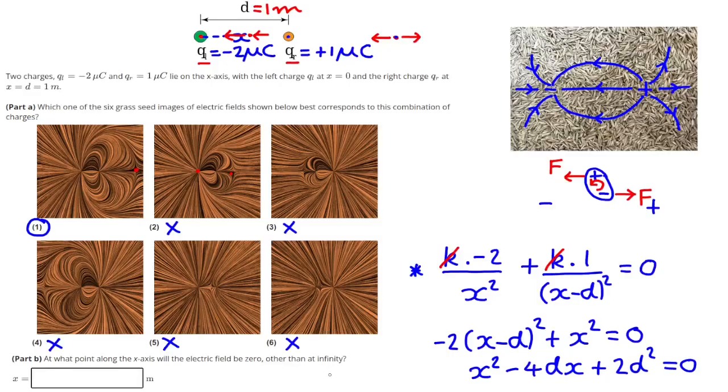And then solving the quadratic and substituting d equals 1 meter will give you the result. So I'll leave that part for you and post any questions you have in the comments.